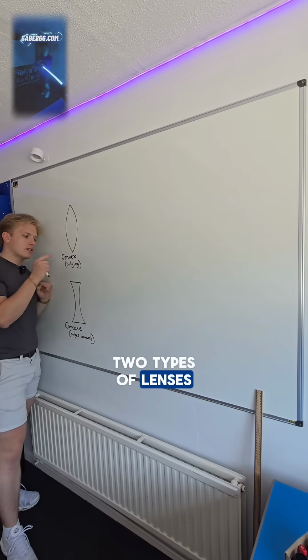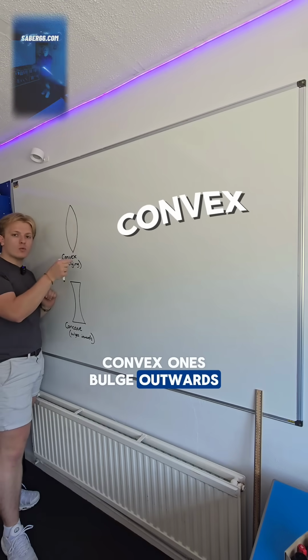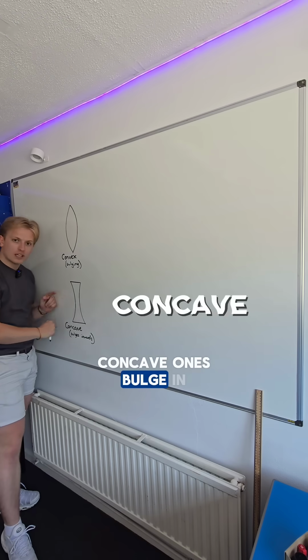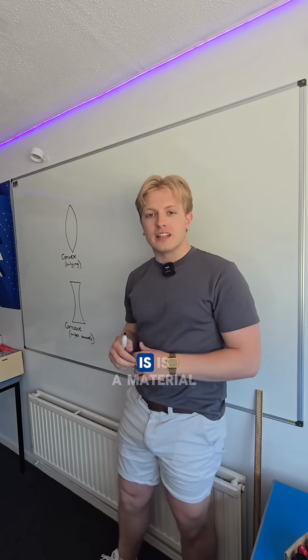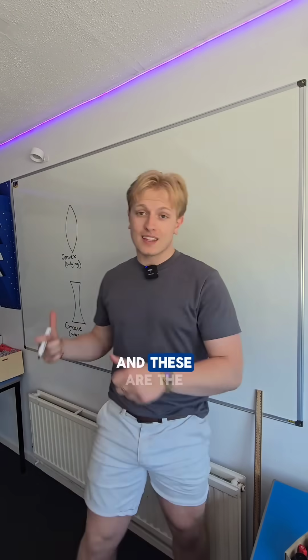Two types of lenses, convex lenses and concave lenses. Convex ones bulge outwards, concave ones bulge in, just like a cave. All a lens actually is, is a material that bends light. Remember, the bending of light is called refraction, and these are the two types.